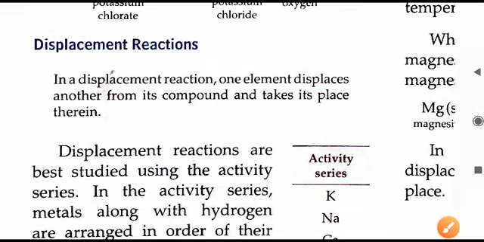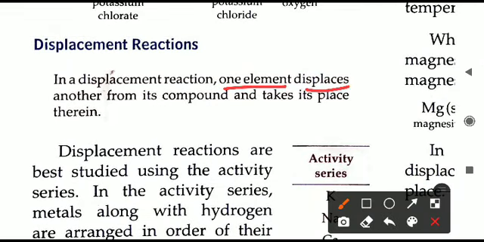So in this reaction what is happening? One element displaces another from its compound and takes its place therein. That is, a particular element will take the position or occupy the place of another element in a given compound. So this is called a displacement reaction.